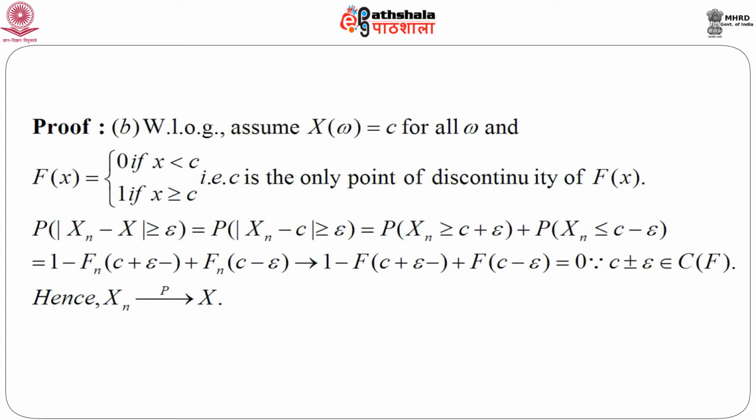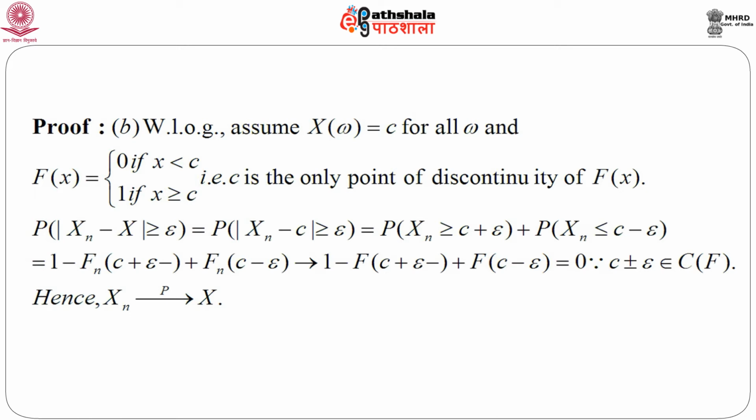Now, without loss of generality, let us assume that X(omega) equals c for all omega, because X is a degenerate random variable. So, probability X equals c equals 1. Whenever we observe any value less than c, the probability is 0, and when X takes the value c, the probability is 1. So, naturally it is clear that capital F_X, the distribution function corresponding to this random variable, can be written as 0 if x less than c and 1 if x greater than or equal to c.